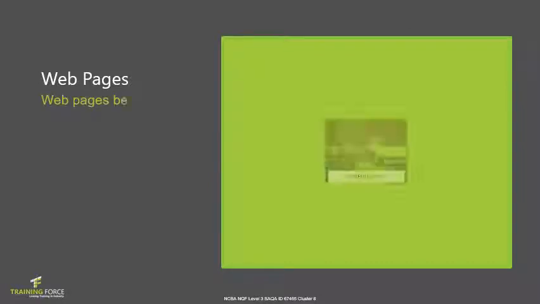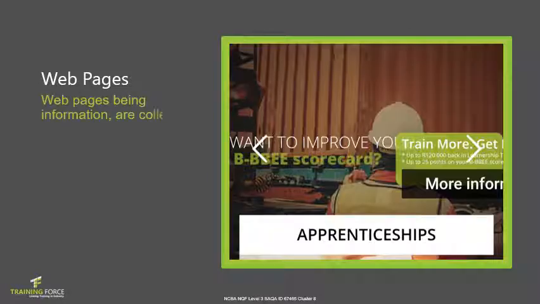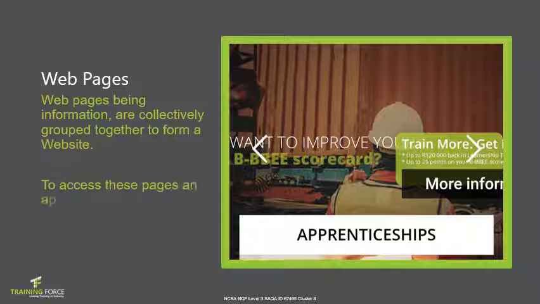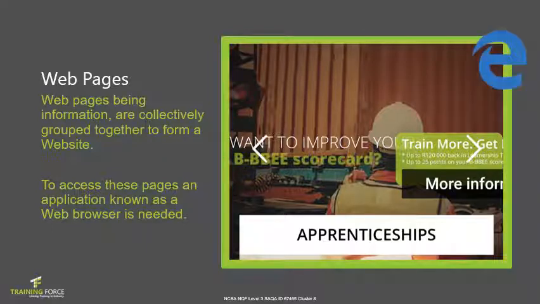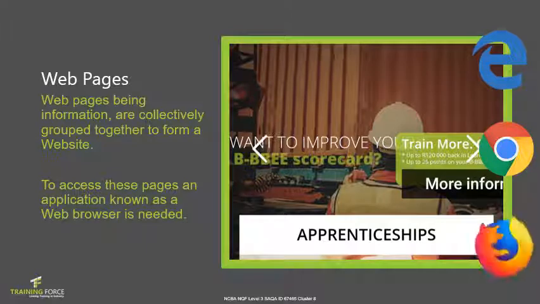Web pages, being information, are collectively grouped together to form a website. To access these pages, an application known as a web browser is needed. This provides an interface for the user to easily navigate themselves and access information on the web. Browsers use HTTP hypertext transfer protocols to control the flow of traffic between addresses. Examples of web browsers include Microsoft Edge, Google Chrome, Mozilla Firefox, etc.